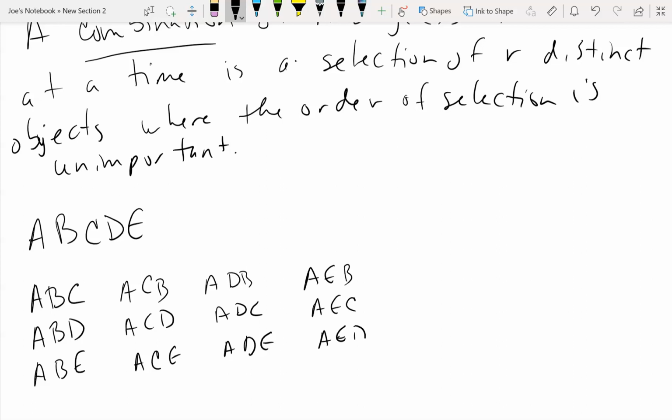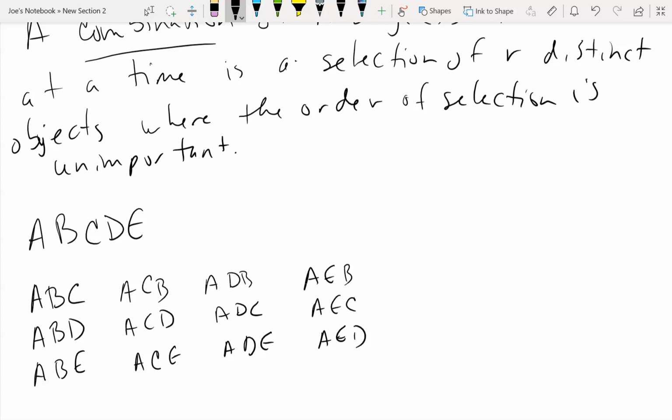AEC, AED. Yeah, Chris. I thought you said that order didn't matter. I'm getting to that. I'm just doing possible selections. That's what I'm doing right now. You're right. For the combination, the order doesn't matter. I'm just doing possible selections right now and seeing what happens. Okay. So what do we have there? We've got 12. Is that right? If I counted it right?